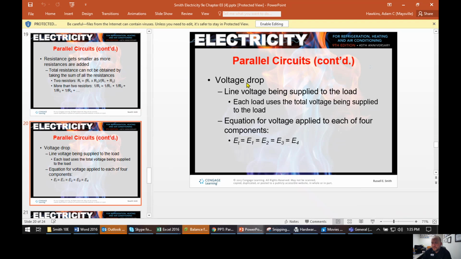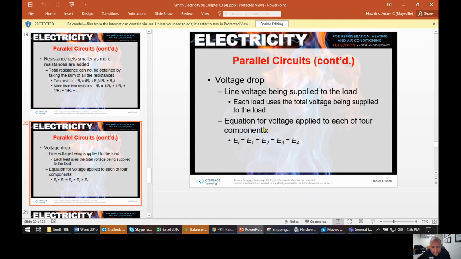Voltage drop. In this case, E being the EMF, the voltage, the electromotive force. Line voltage that is supplied to the load, each one gets its own, and it gets the same voltage. So E should be the same everywhere. So if I've got a circuit that has 4 light bulbs on it and they're wired parallel, each one should have the same supply voltage, which would mean each leg essentially should run at the same voltage, but then it may have different resistances, which causes it to act differently. So E anywhere is E everywhere.